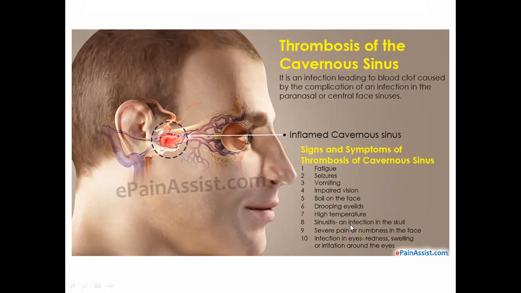Sinusitis, an infection in the skull. The bones, there are some spaces in the bones that get inflamed. Severe pain or numbness in the face, that is because of this affecting trigeminal nerve. Infection in the eyes, redness, swelling, or irritation around the eyes because it is having close relation. The eyeball is having close relation with the cavernous sinus.